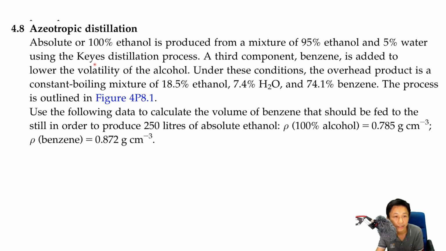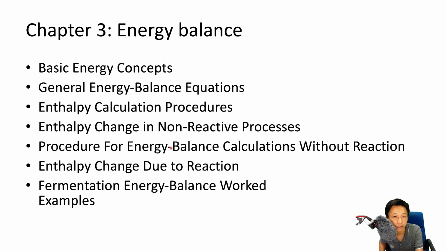Absolute or 100% ethanol is produced from this isotope mixture of 95% ethanol and 5% water, and this process is called Keyes distillation process. A third component or solvent is added, in this case benzene, to lower the volatility of alcohol. Under this condition, the overhead product is produced: 18.5% ethanol, 7.4% water, and the benzene is the rest. When we do some mass balance, we are not using volume, we're using mass. So this is how the process is.